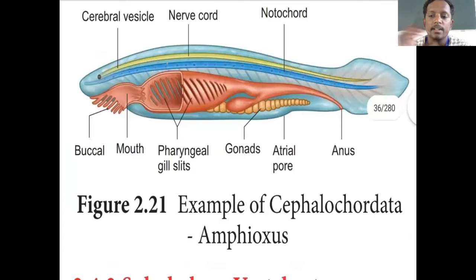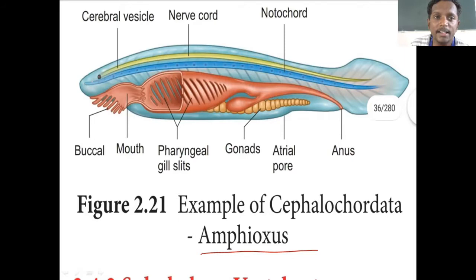See this one, Cephalochordata example. The animal is Amphioxus. You can see at the bottom I named it. I don't think they will ask you the example. Just for your information, this animal is from subphylum Cephalochordata. You can see here the blue color structure towards the dorsal side. This is an adult animal. Keep in mind, this is an adult animal, not a larva.